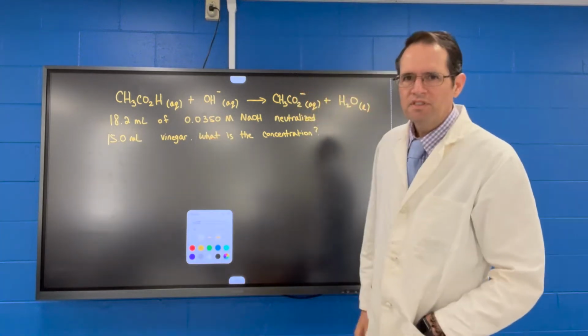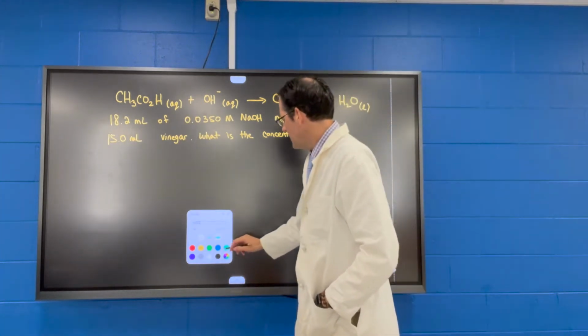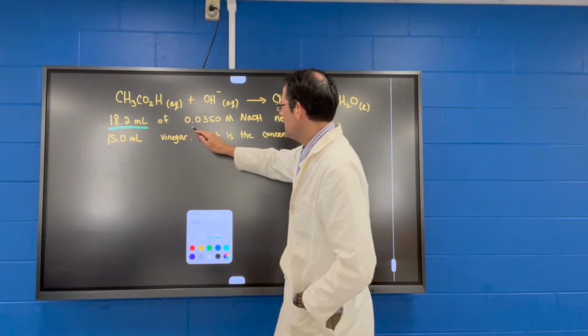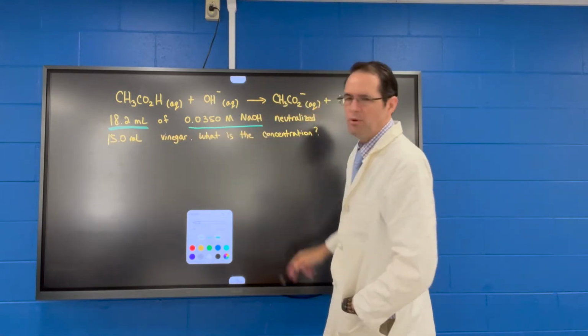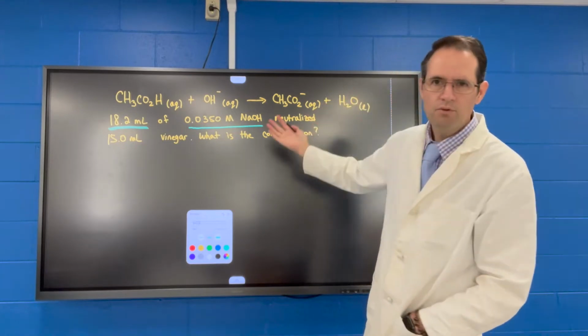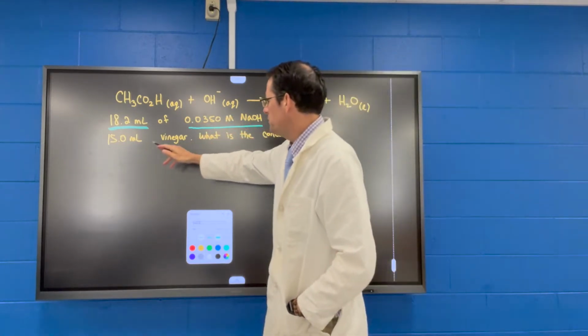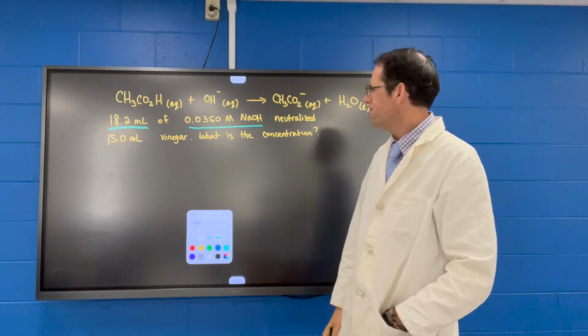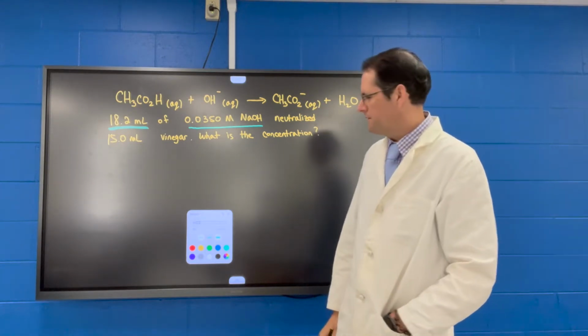Here's a typical titration question. We've got 18.2 milliliters of 0.0350 molar sodium hydroxide that is going to neutralize 15.0 milliliters of vinegar. What is the concentration of vinegar?